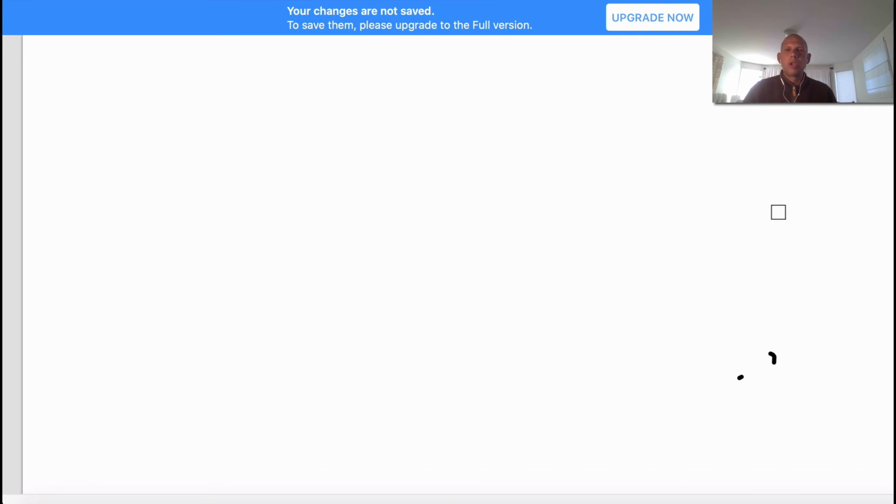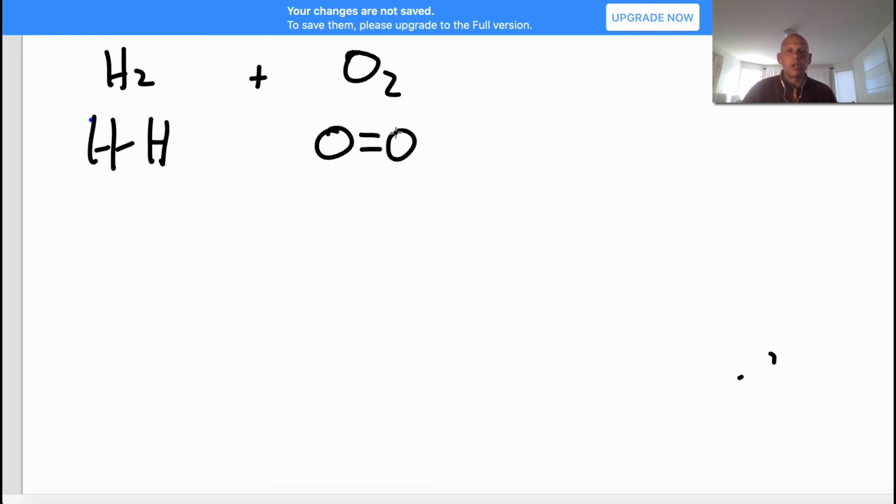Okay, so like I said before, we were able to draw our Lewis structures. We have H2 here, and let's say we react that with O2. We know the Lewis structure here is O2. And in this case, this is the gas. You have tons of nonpolar H2s and tons of nonpolar O2s. But we can actually react those together to form water.